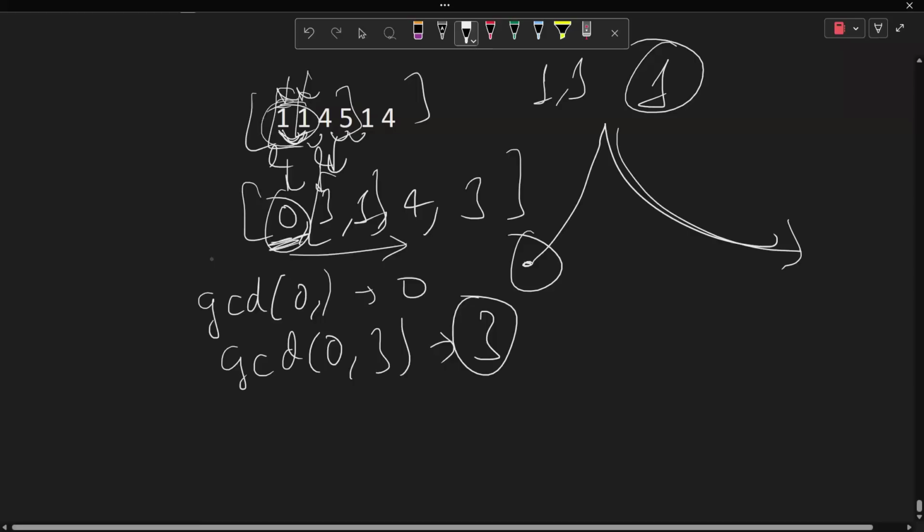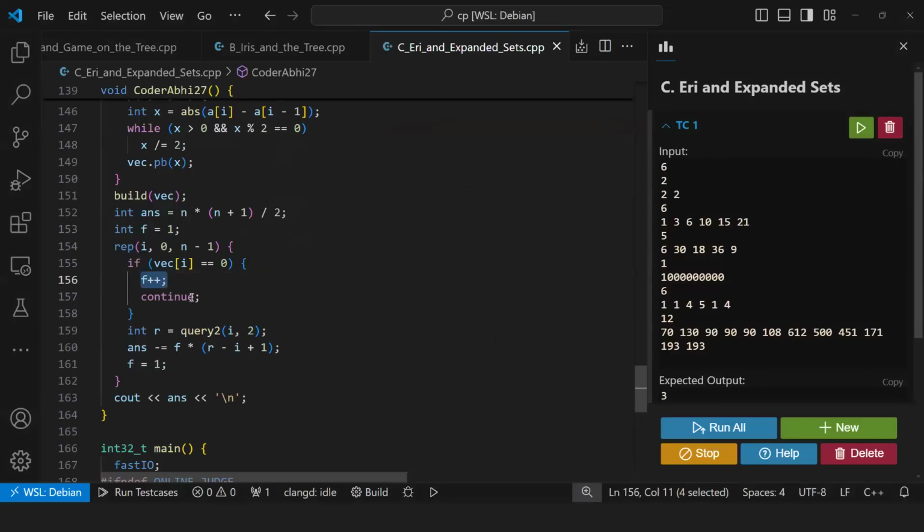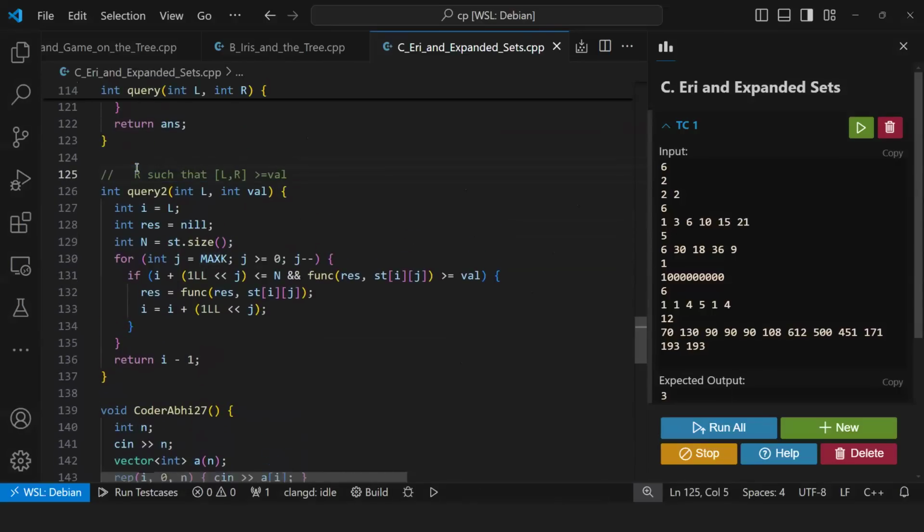So if I get some zeros, I'm taking a variable f. If I have 2, 3 zeros, if it is 0, I'll just do f plus plus and continue. Whenever I get a non-zero, instead of adding the size of my range to my answer, I'm adding f into that size. If there is no 0, f would always be 1. So I would only add this size. What is this size? What this query is doing is, for a fixed L, the maximum R. In this case, I've written minimum, but it's maximum.